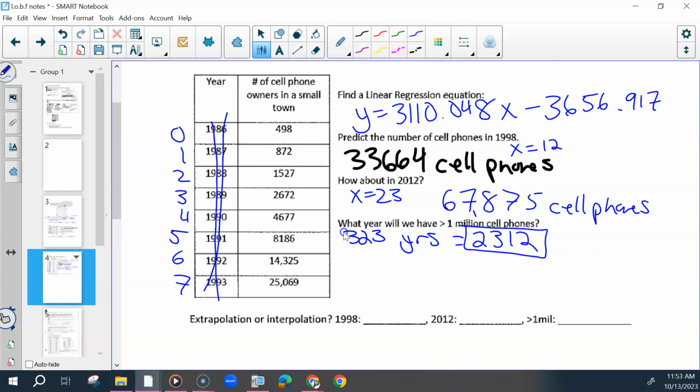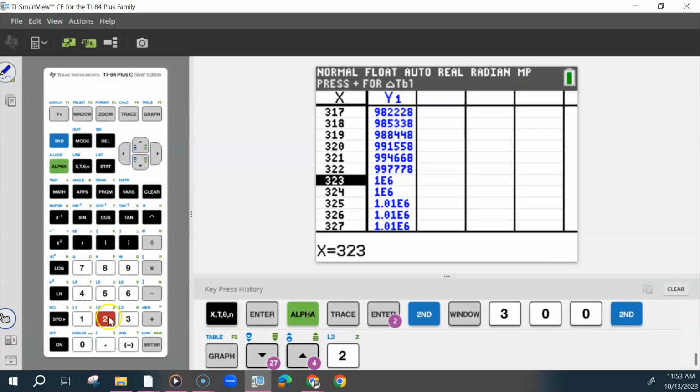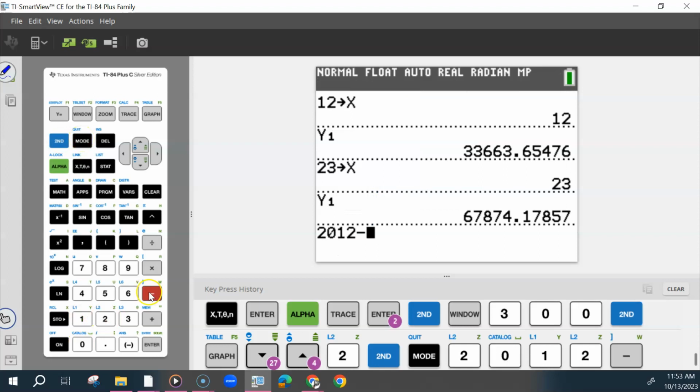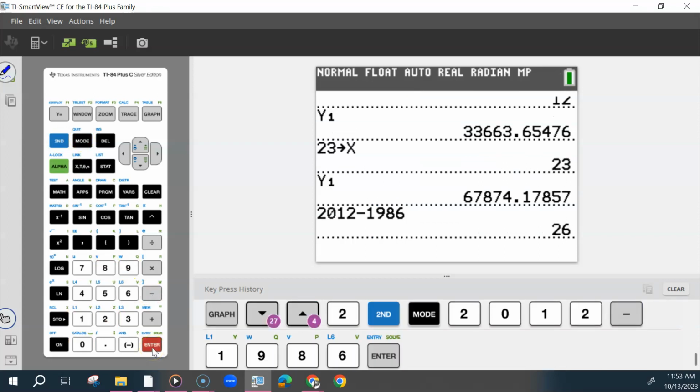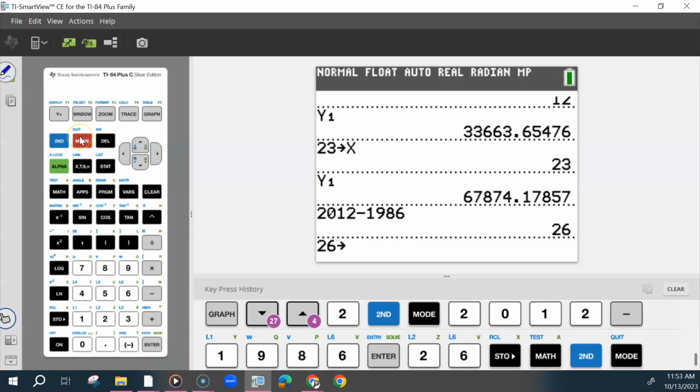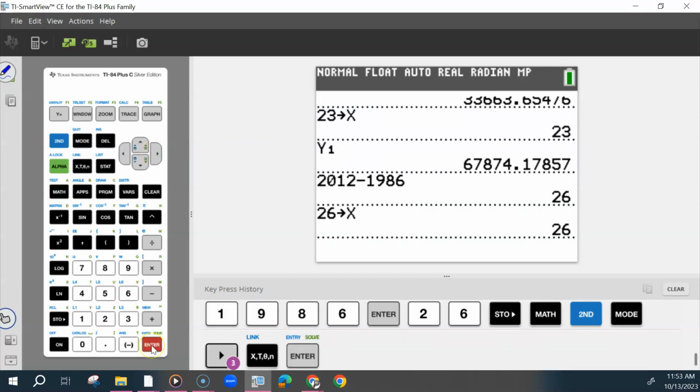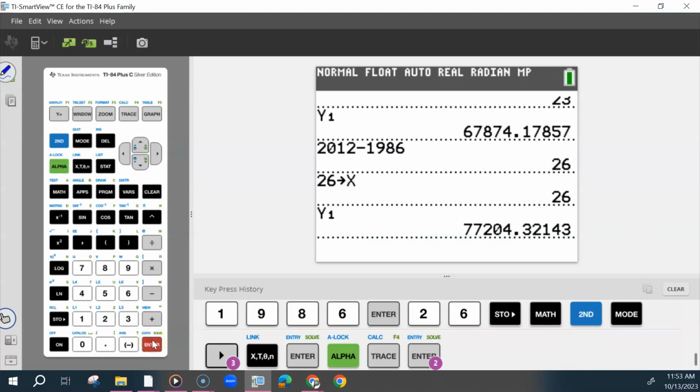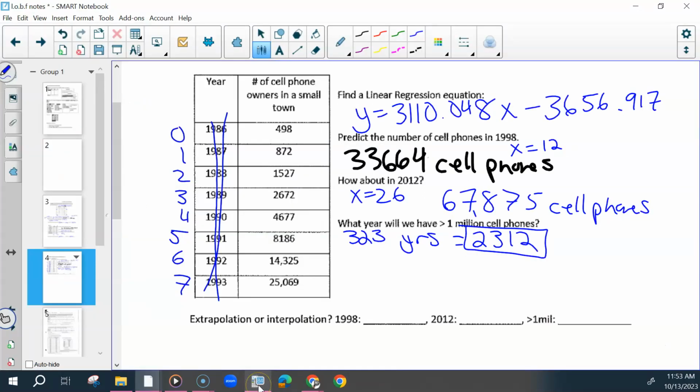I guess the 23 years is wrong. What number should it have been? 26. Okay, so I just went off of whatever you guys said. I could have actually done the math too, but yes, it should have been 26. I'm going to redo that problem so I can redo that math. 26, 0, 11. Okay, so 77,205 should have been the answer. Thank you for catching that.